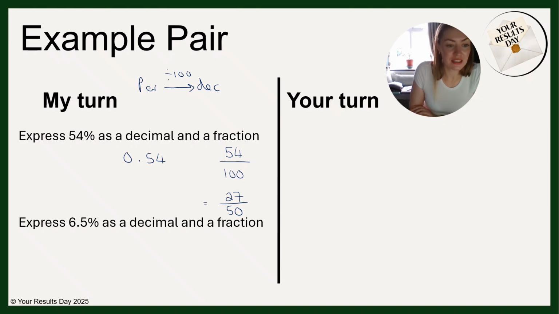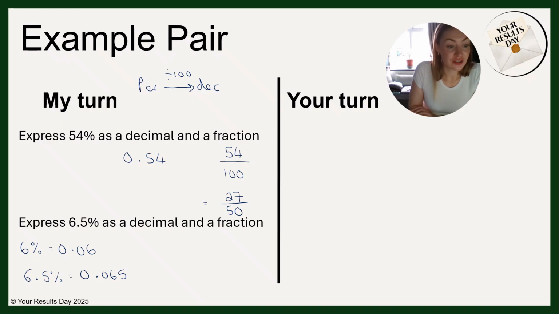6.5% as a decimal, so we're dividing by 100 again, similarly to our 6%. If we remember on the previous slide, 6% was 0.06 as a decimal, so 6.5%, we're still going to need that 0.06, and then we place the 5 afterwards. So let's not confuse our place value columns and put our digits in the wrong place.